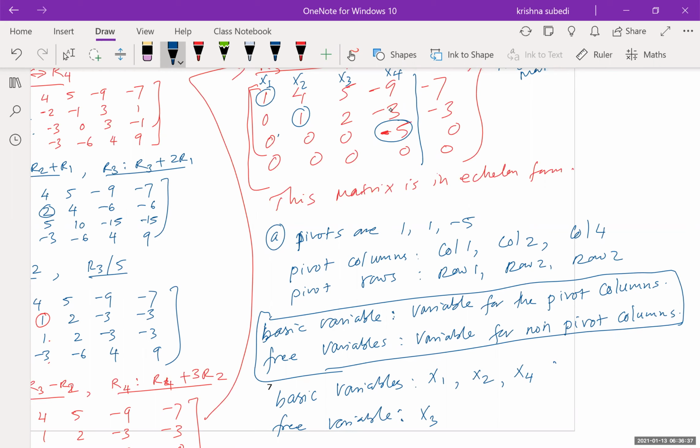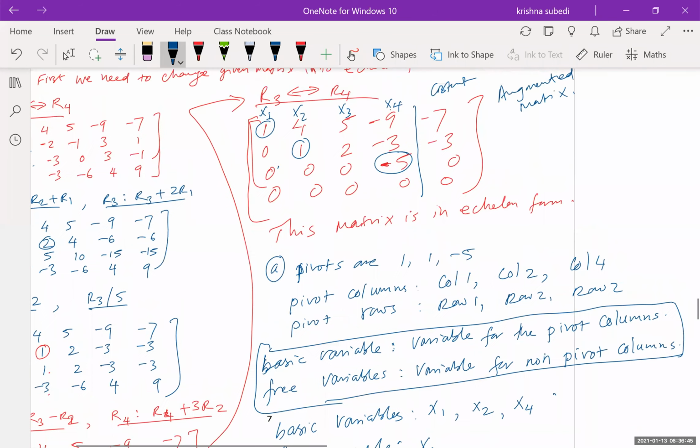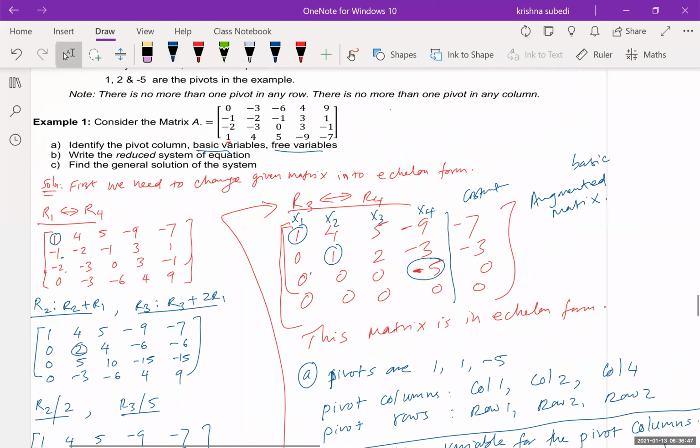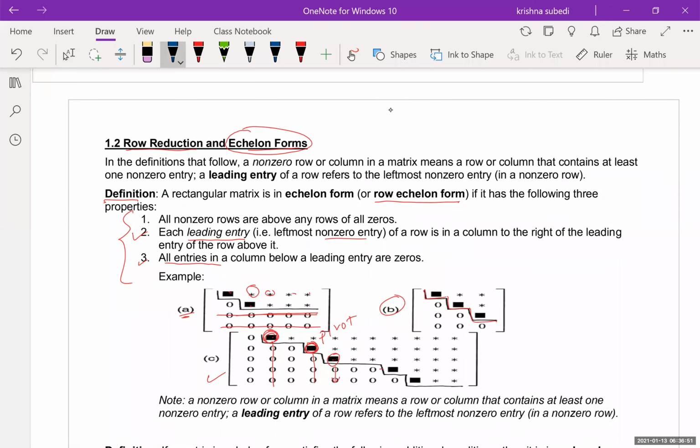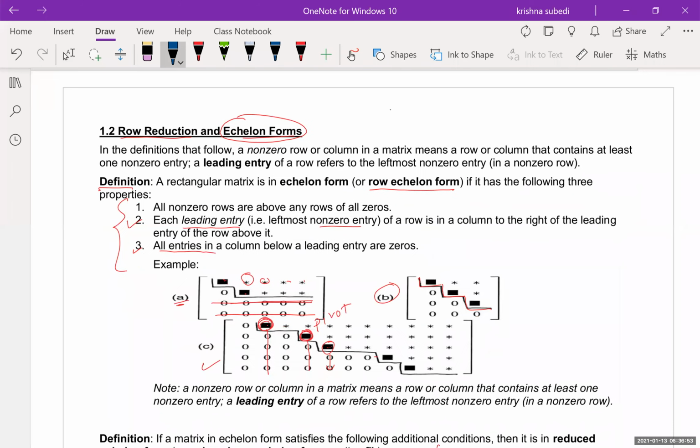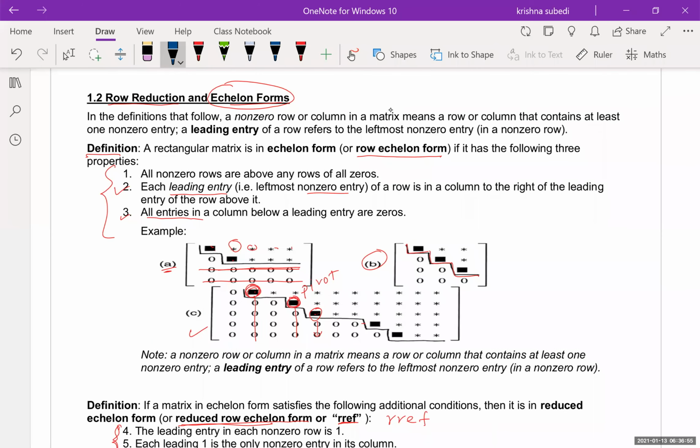Any questions so far? Professor, can you again go to those 3 properties which you showed earlier? Okay, you want me to go to the 3 properties. Here. Thank you. I got it. Thank you. Okay, all right.